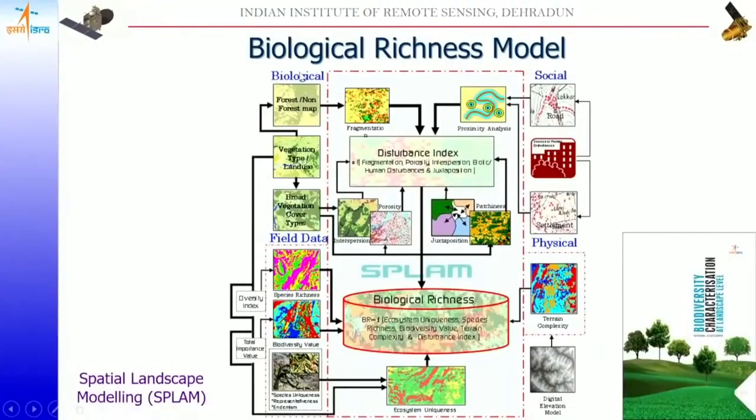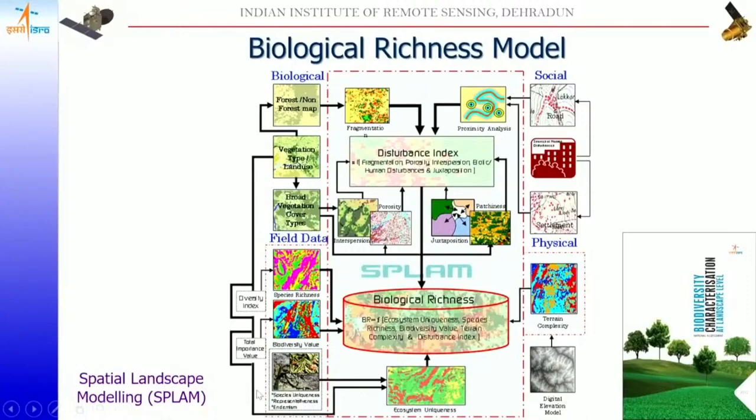other biodiversity values to a particular area. So this is one of the models based on an earlier study conducted at the Indian Institute of Remote Sensing. It is based on spatial landscape modeling, that is SPLAM, and here you can see how the various parameters discussed are linked from the ground level, the database that we collected during the inventory, and what we can derive from all those parameters at different scales.